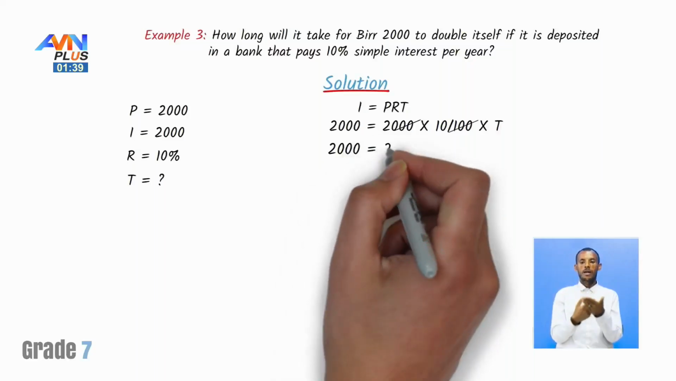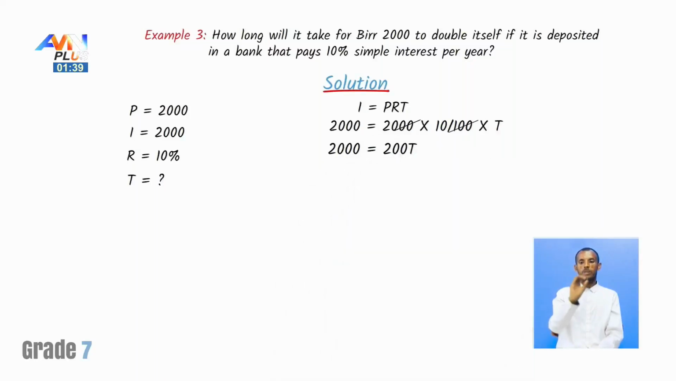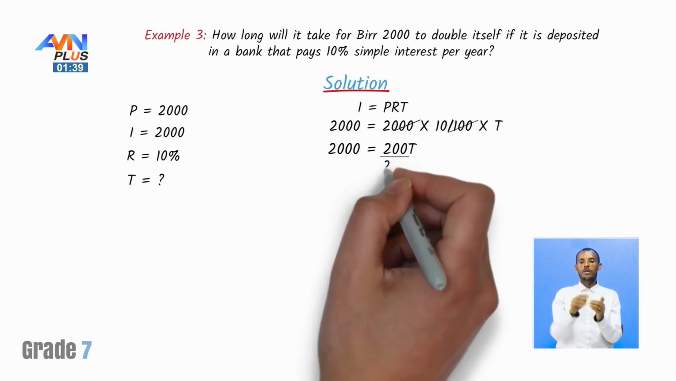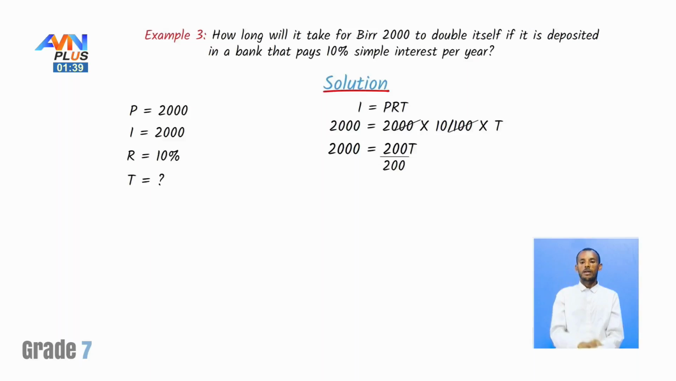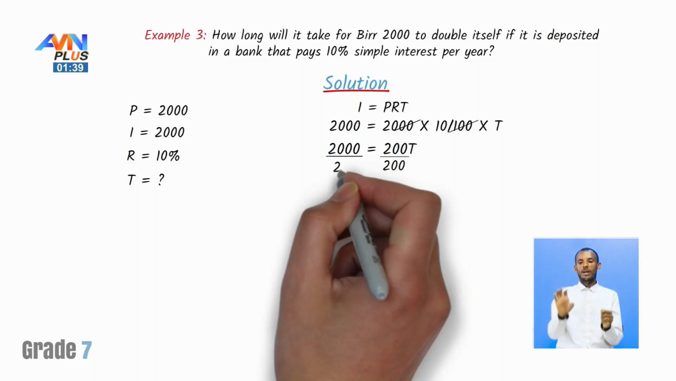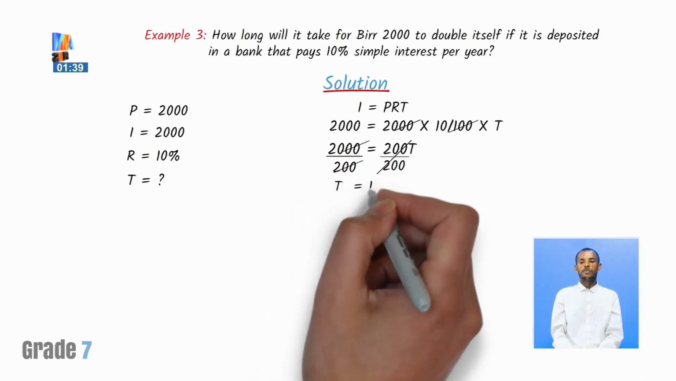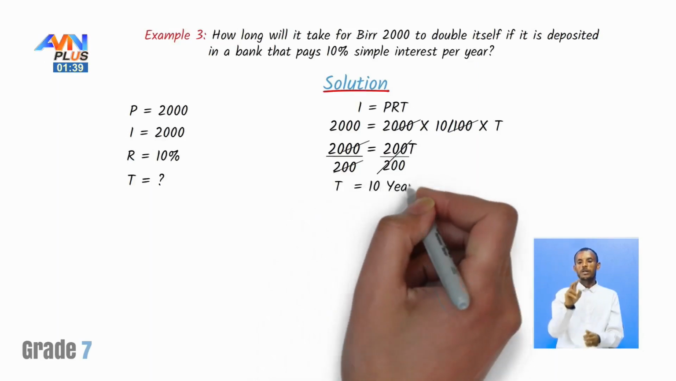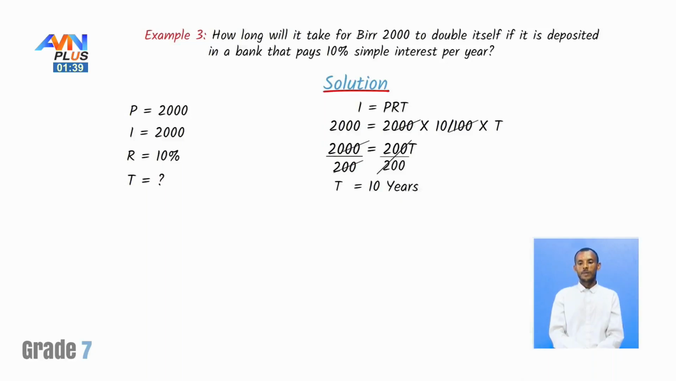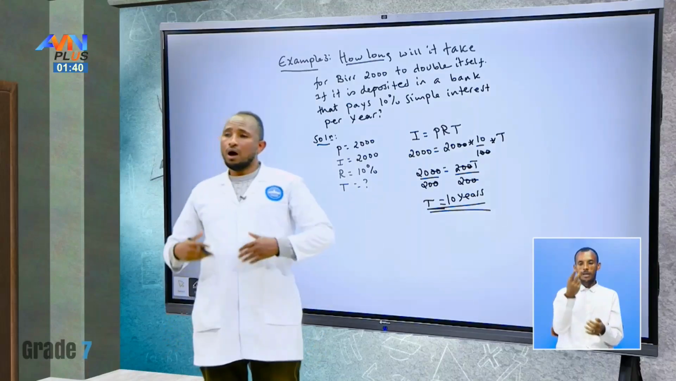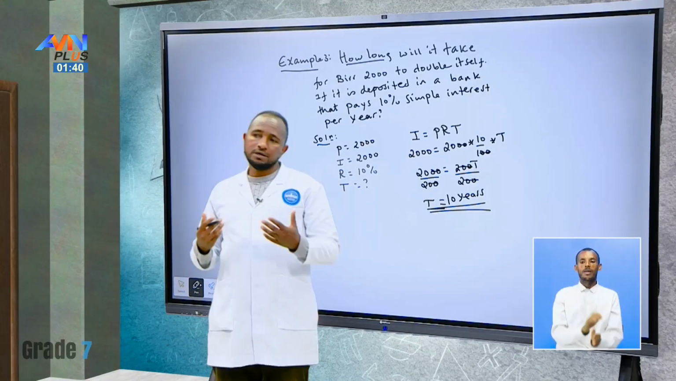Here, 2 zeros cancel out, and you have 2,000 is equal to 20 times 10, which is 200, times T. To find T, divide both sides by 200. This cancels out. T will be equal to 2 zeros cancel, 20 divided by 2, which is 10 years. This will be the final answer. This is it. Now we'll proceed to how to calculate compound interest.